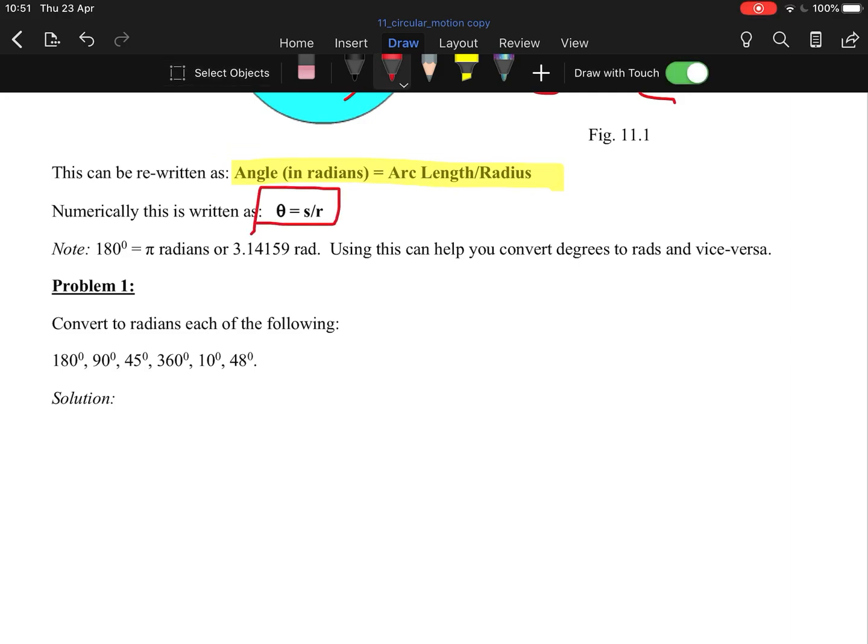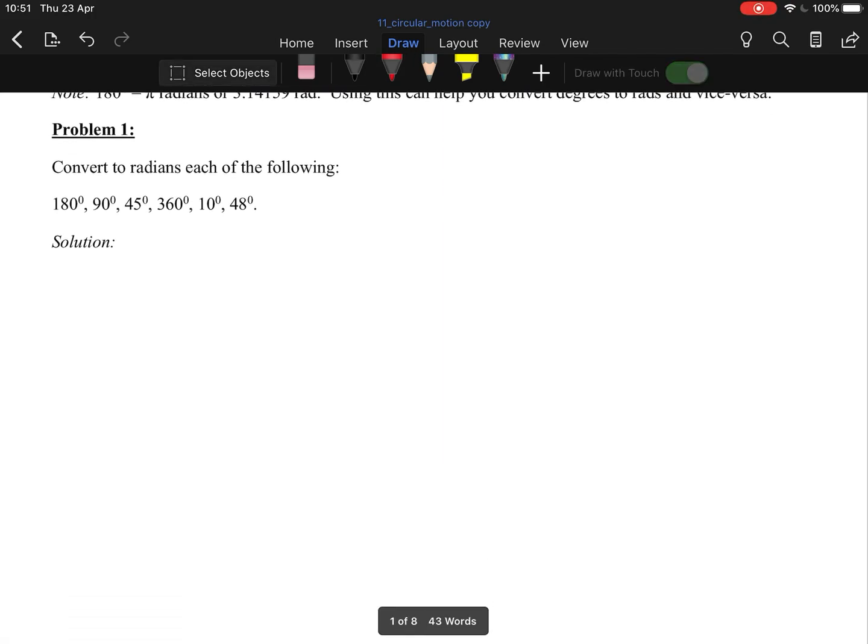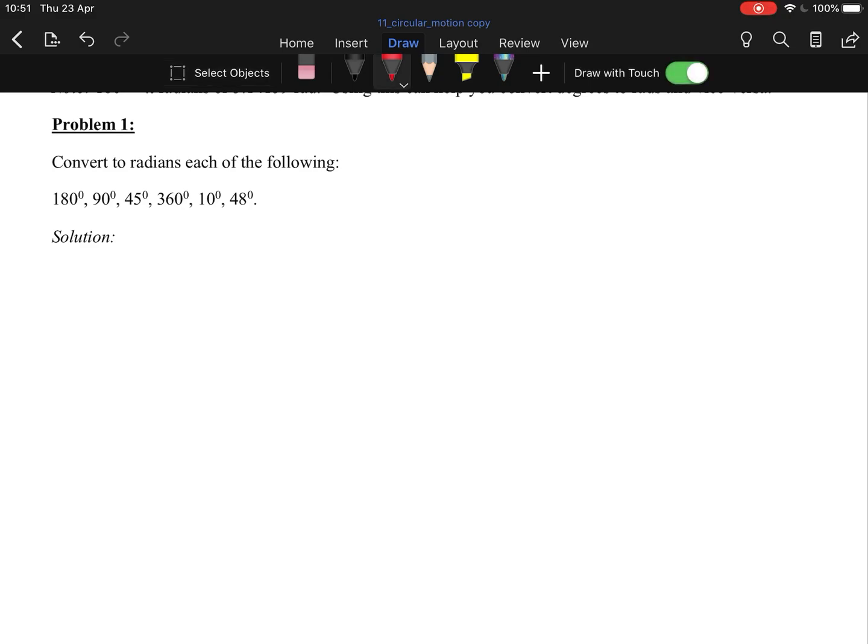So numerically, this is in your log tables as theta equals S over R, theta being the angle, arc length being S, and radius being R. Okay, so what we're going to do here is I'm going to show you how to convert them. They're fairly easy to convert once you get the hang of it.